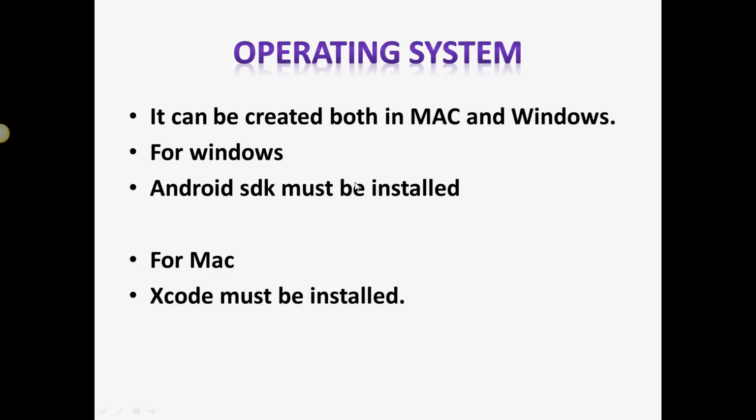For Mac, Xcode must be installed and Android SDK also installed, so you can compile your program for both Android and iOS. So for operating system, it is best if you have a Mac. But yes, for testing, or if you want to publish mobile apps only for Android, then Android SDK and Windows is good.